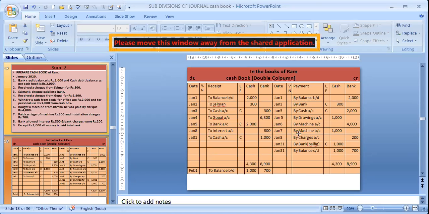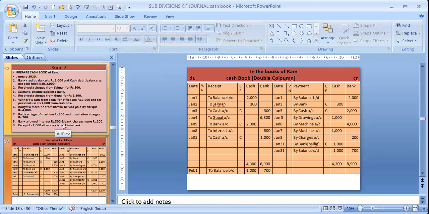So that's why on January 7, we have written "by machine 1000" in the cash column, because we have paid through cash. If you had paid through check, I would have written it in the bank column. Next is "bank allowed interest 800." Bank allowed means the bank has given you the interest. It's income from the bank.